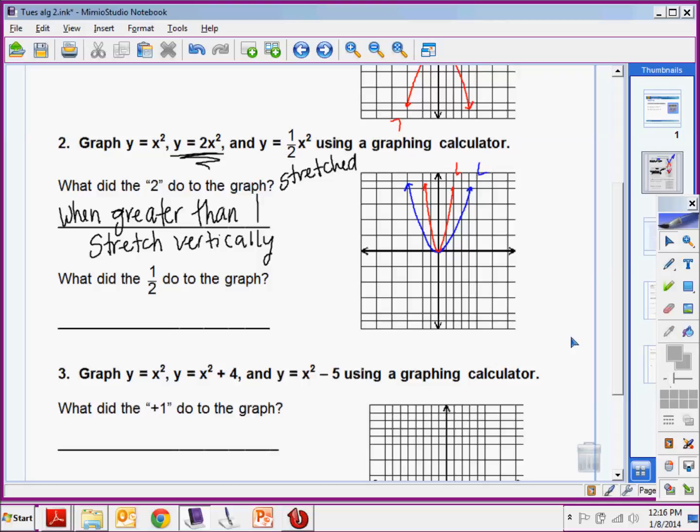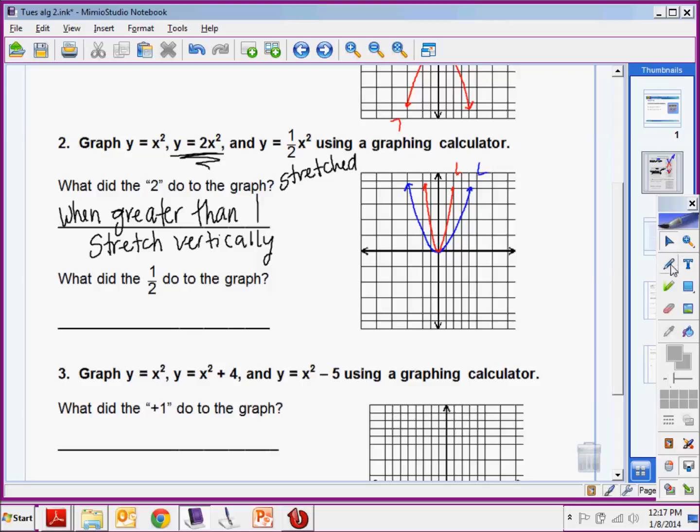Horizontally looks like this. Stretching horizontally means I'm getting wider, whereas compressing horizontally means I'm getting thinner. So if it was stretching horizontally, what would the number be? It would mean that it's greater than 2 still. Is that what you asked me?